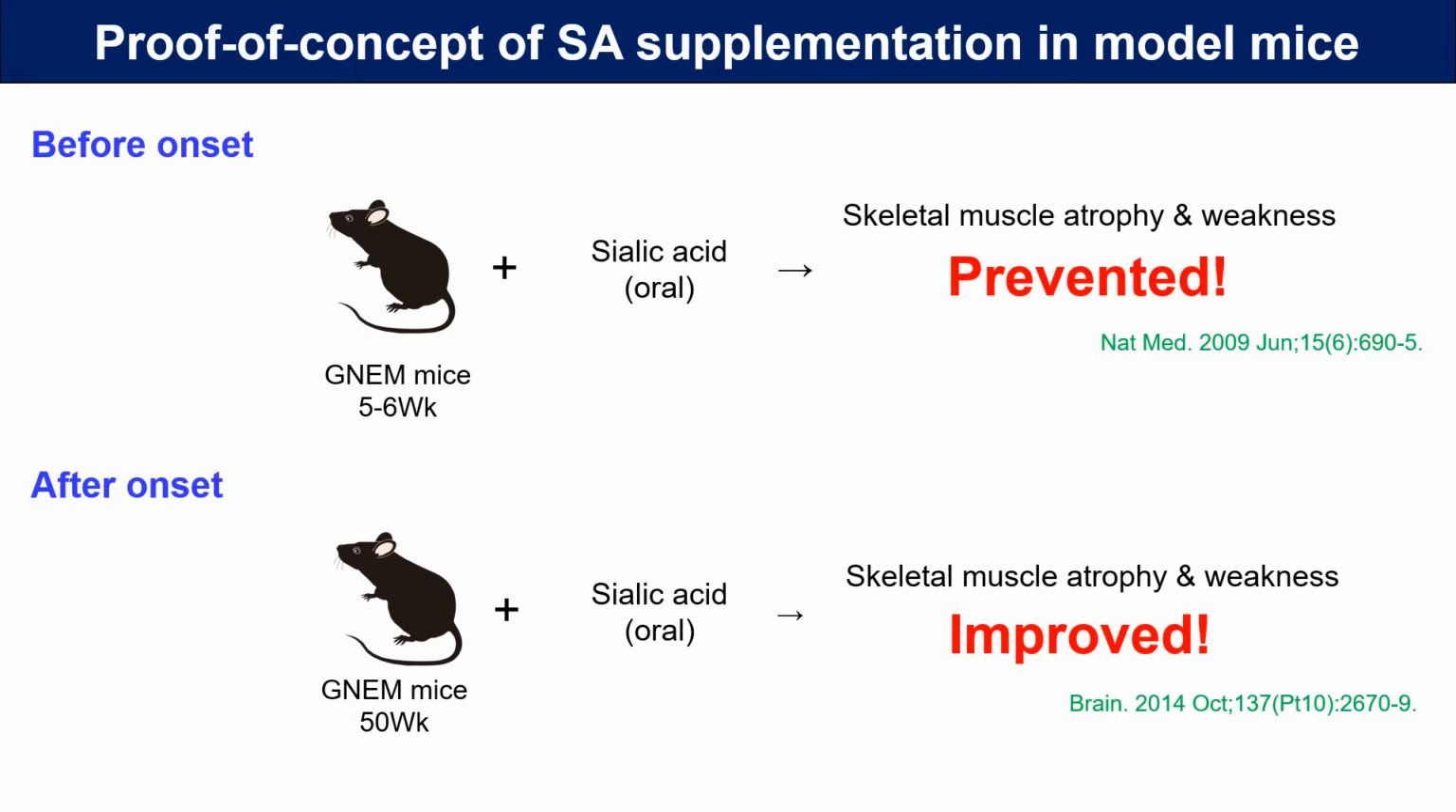And proof of concept has been acquired using model mice studies. So when you treat asymptomatic model mice with oral sialic acid, skeletal muscle atrophy and muscle weakness have been totally prevented. And if you treat symptomatic mice with oral sialic acid, skeletal muscle atrophy and weakness improved. So you can say from these results that the treatment of sialic acid supplementation was very effective in model mice.